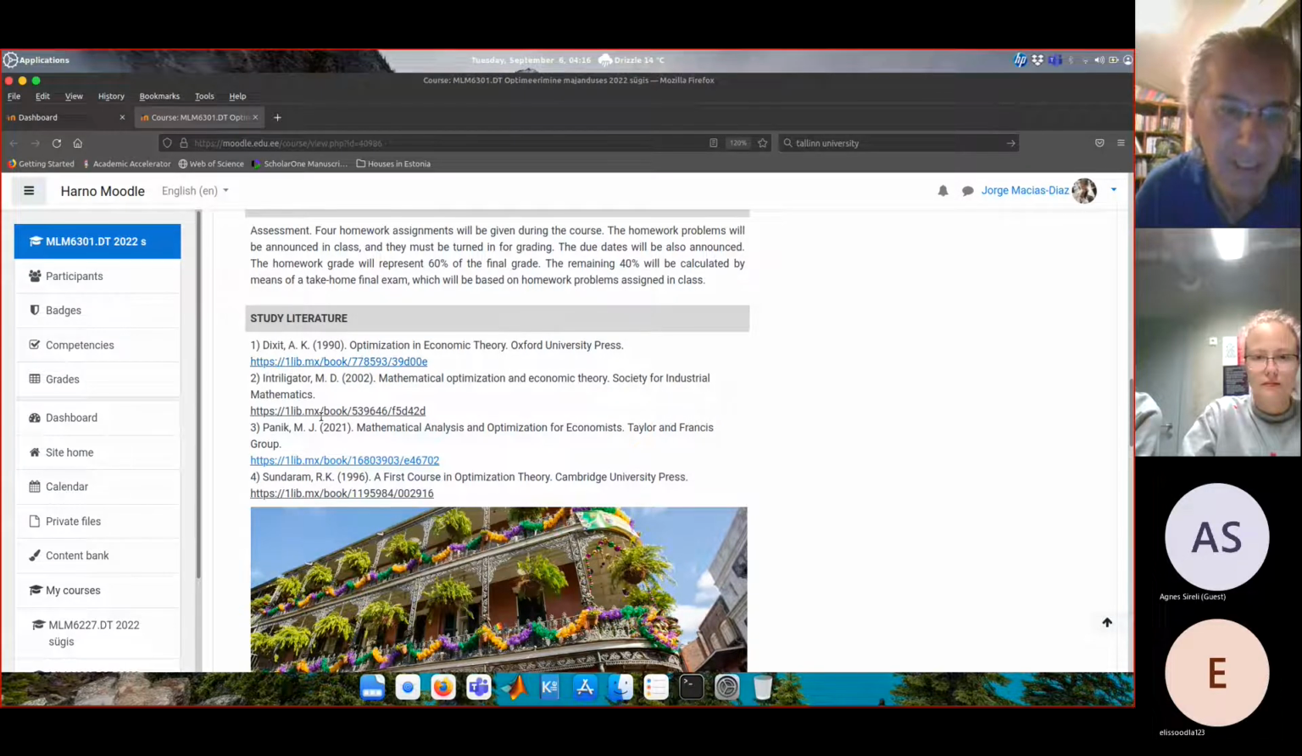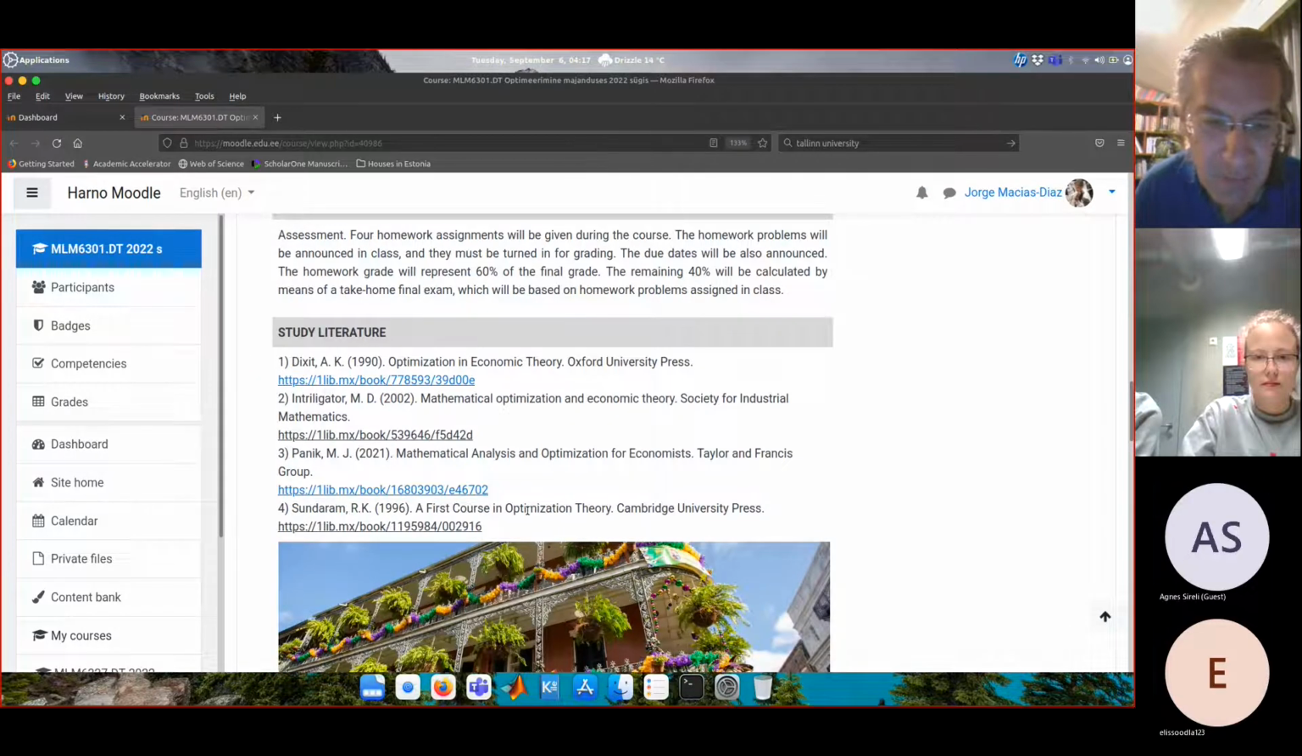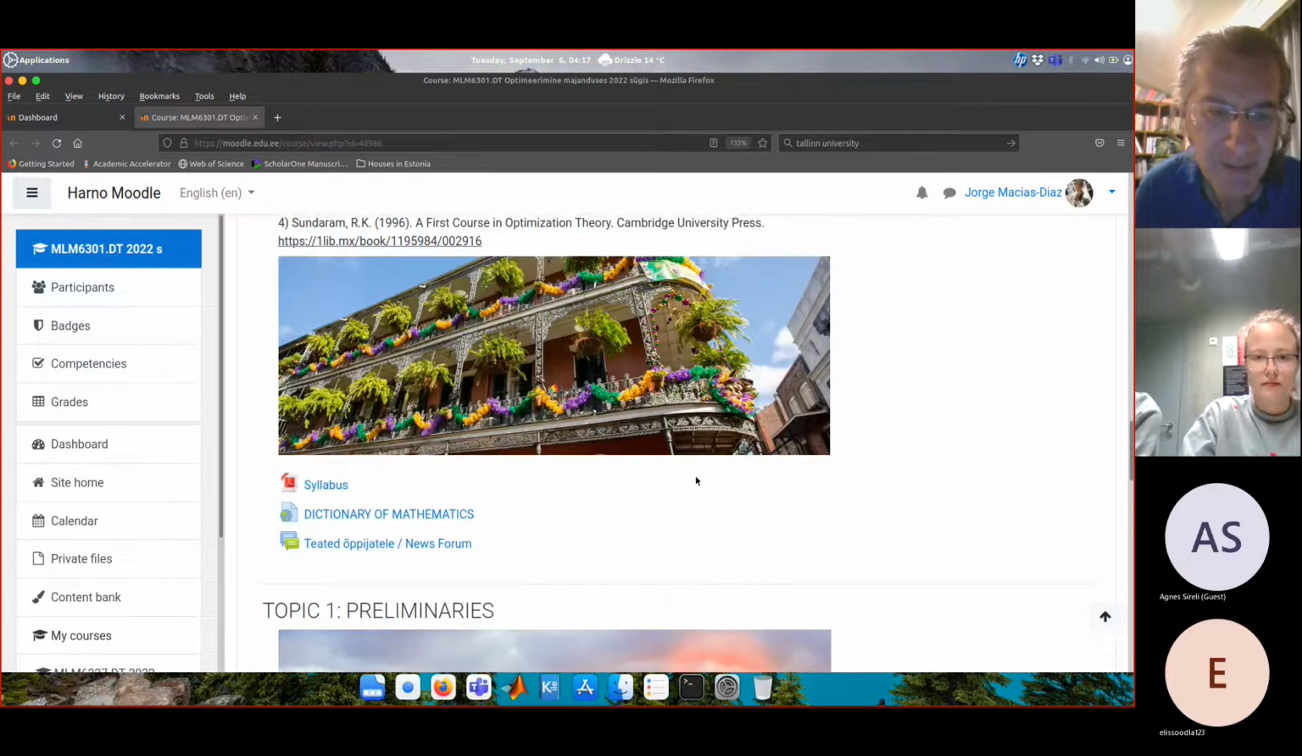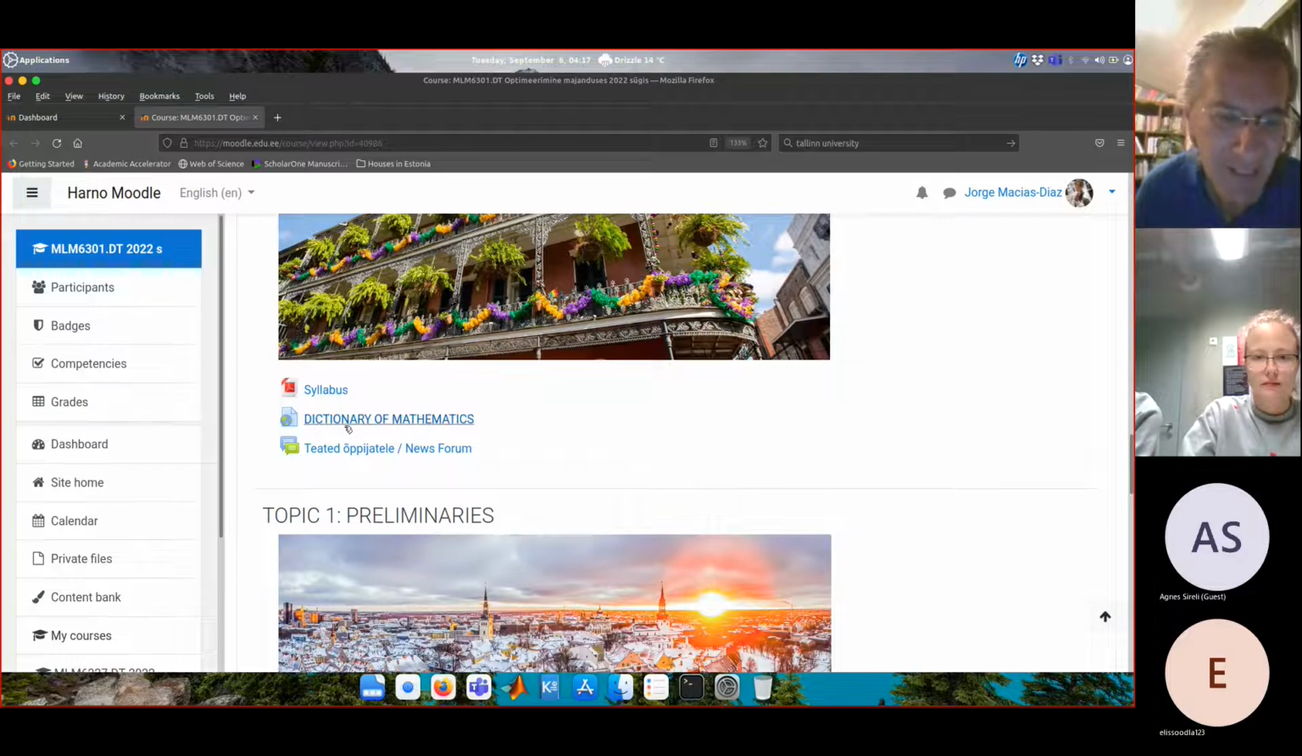I included 4 links, but the textbook that we are going to use in this class will be number 4. It is the book A First Course in Optimization Theory, by Cambridge University Press. Over there you can find the link, you can download it, and you can follow the course from the textbook. And then I have the syllabus.